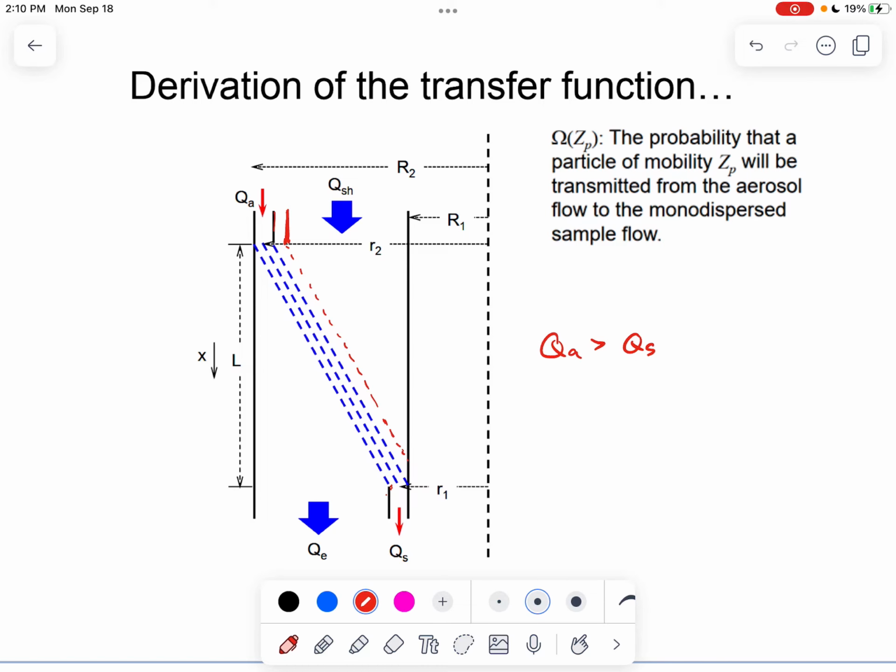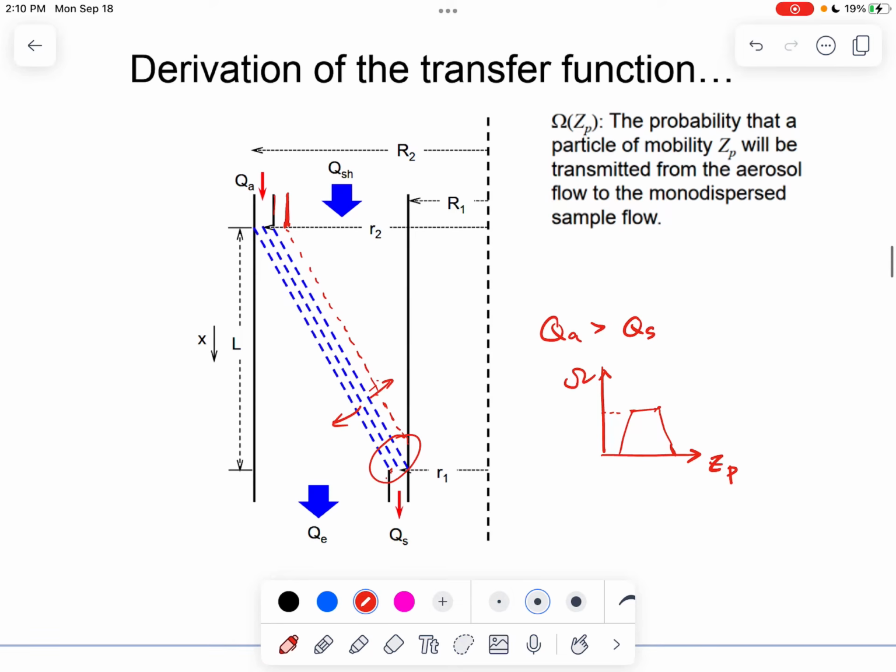And similarly, when you switch the electrical mobility to larger particles or smaller particles, larger particles go this way, smaller particles go this way, then you're also going to see this decrease of the transfer function. So the transfer function is going to have a shape that looks like this. But one thing we should notice is that at the maximum value here, it is not 100% because not all of the particles will exit through the outlet here.